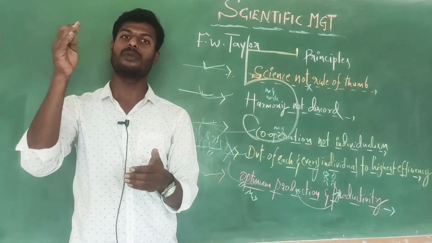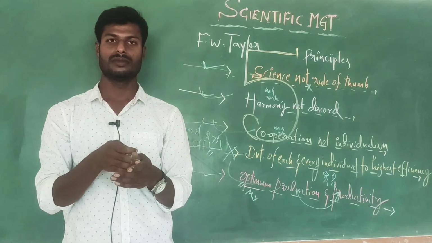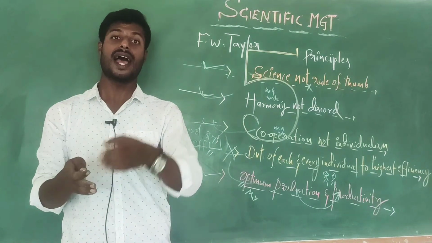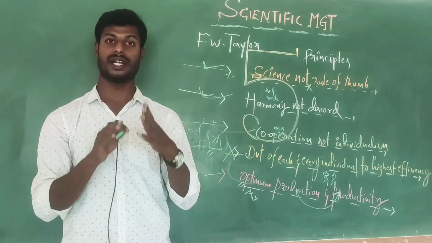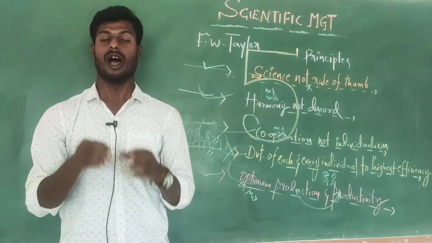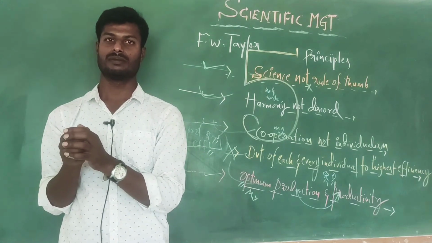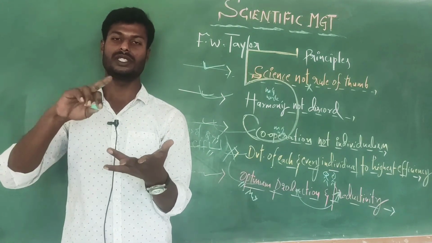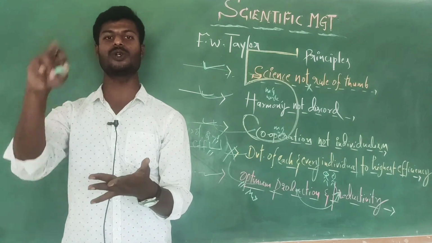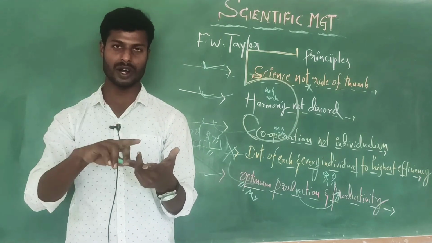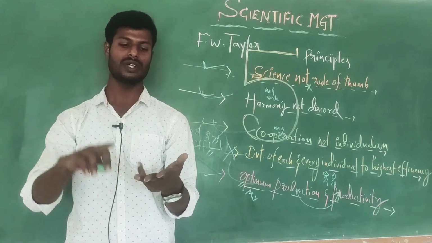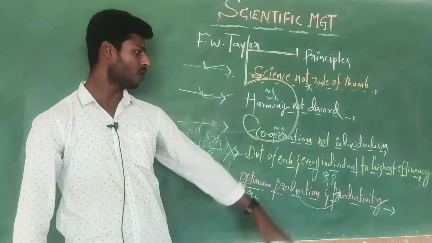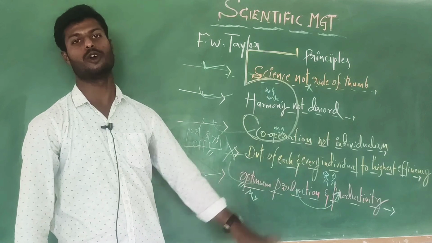Means on-time production, or giving output as per the budgeted cost, or producing products within a given time, within a given budget, and within given resources. Means producing product with the help of given resources within a given time and within a given budget. That is called productivity, means the quality output.